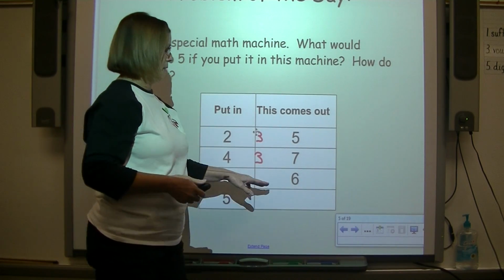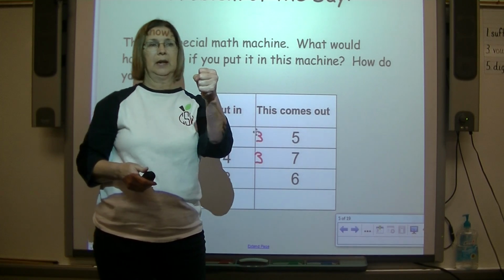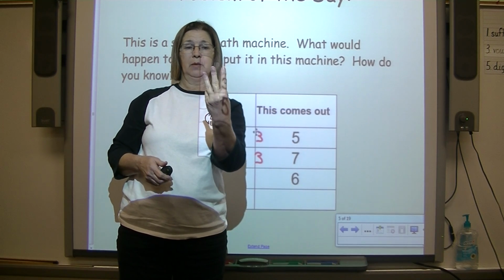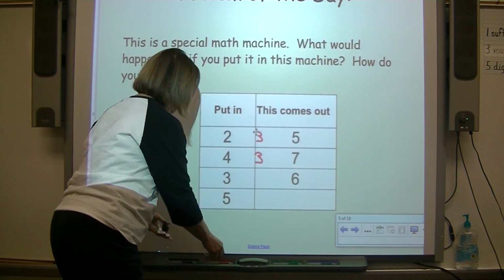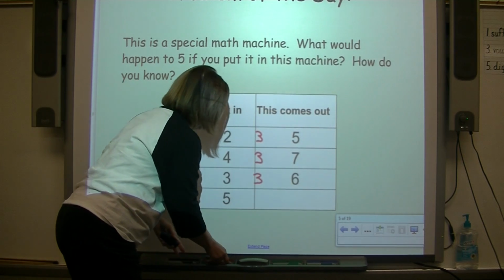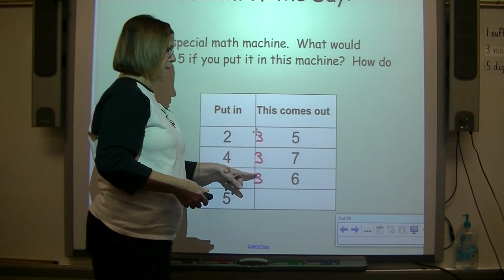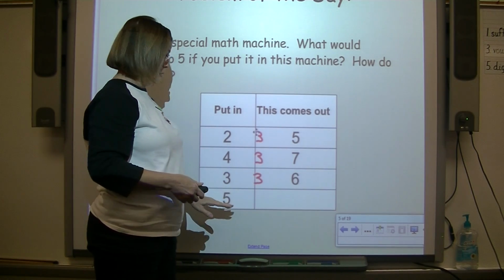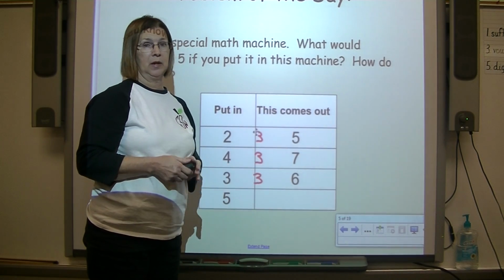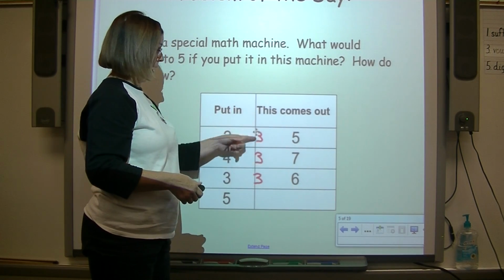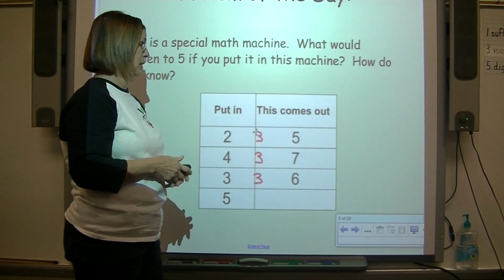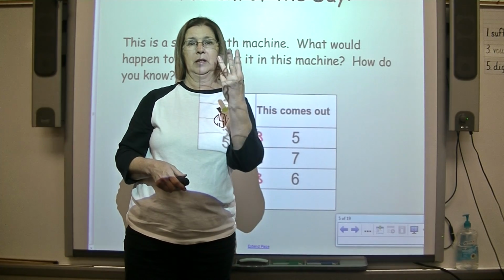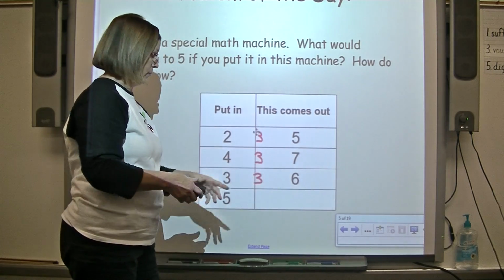Alright, if we have 3, then we have to count up to 6. Put 3 in your hand and count up. Here we go. 3, 4, 5, 6. How many did we count up? We counted up 3. Alrighty, now let's look at what we got. Each time we had to count up 3 to get what comes out. So what do you think we're going to do down here? How many will we count up from here to get the number that comes out? Well, we've counted up 3 all these other times. I think we're going to count up 3 again. Put 5 in your hand and count up. 5, 6, 7, 8. So what's going to come out? 8.